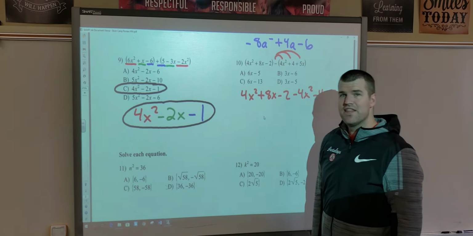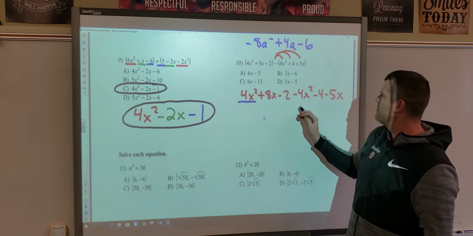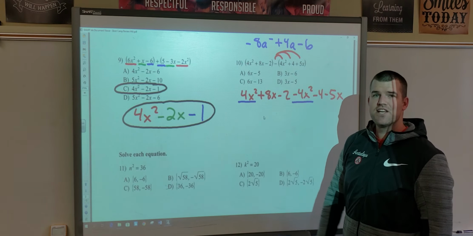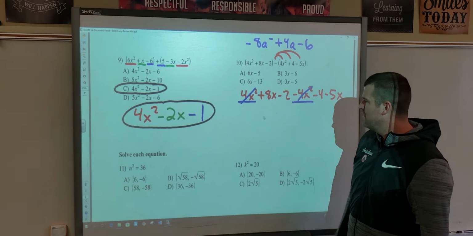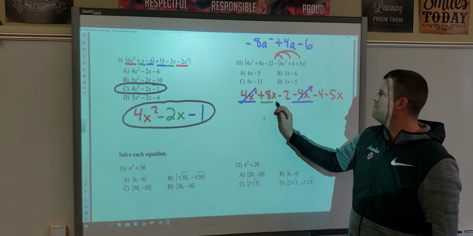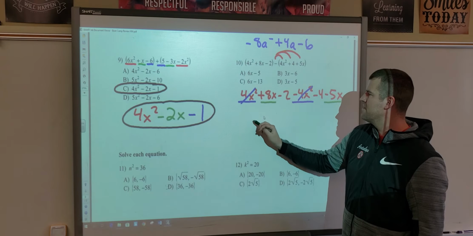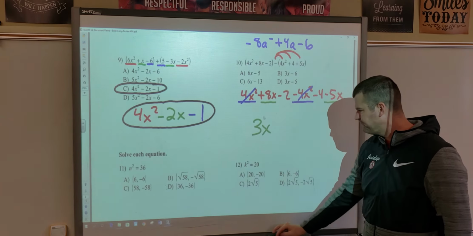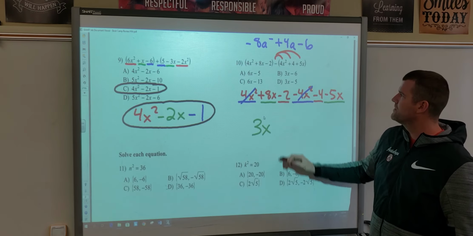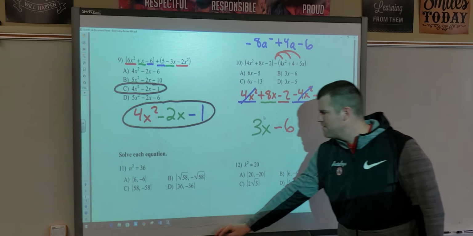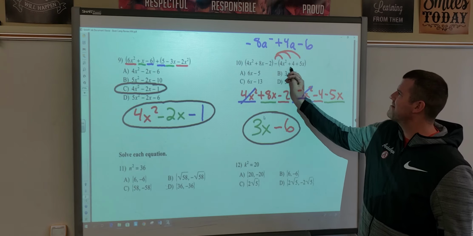Now that I've distributed that negative, I can go ahead and combine like terms. I've got 4x squared minus 4x squared, which last time I checked, that is 0. They're gone. Then I can go to my x's. I've got positive 8x and negative 5x. So 8 minus 5 is 3. So that gives me 3x. And then last but not least, I've got my negative 2 and negative 4, which gives me negative 6. So we end up with a grand total of 3x minus 6.